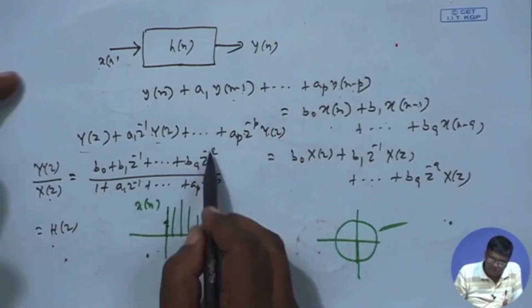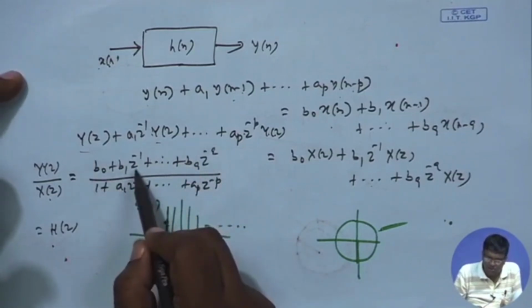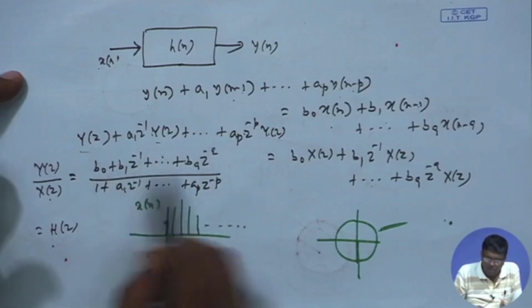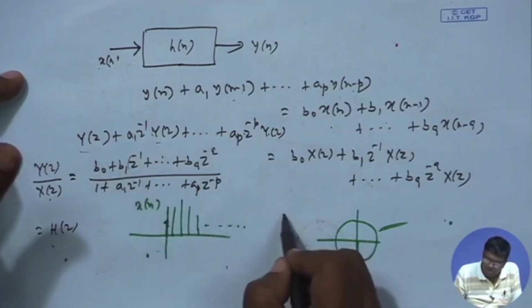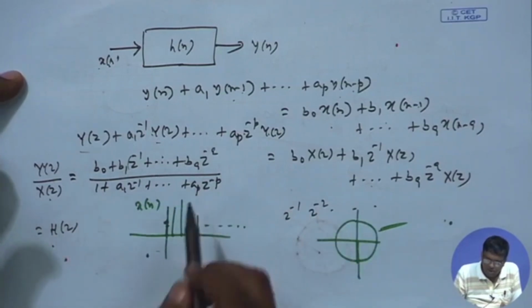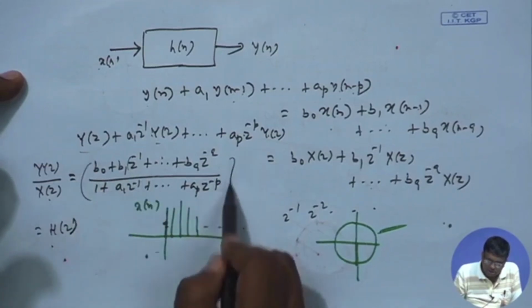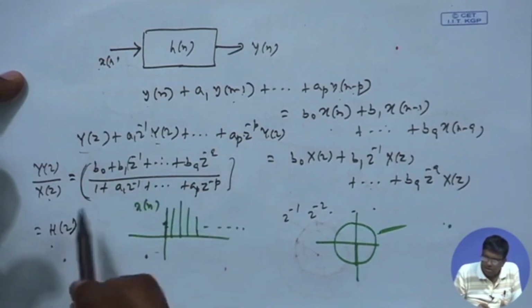So, in that case, H(z) becomes like this: a ratio of two polynomials, the numerator a polynomial in powers of z inverse, z inverse 1, z inverse 2 and so on, and the denominator also. Okay. This is called a transfer function.